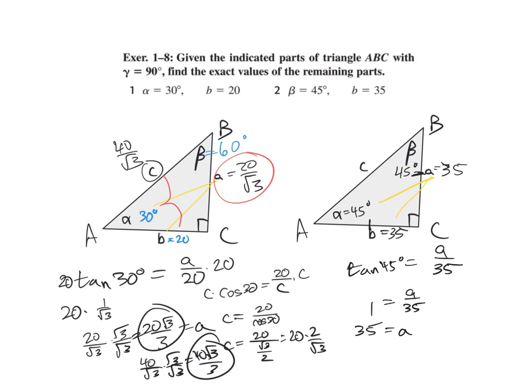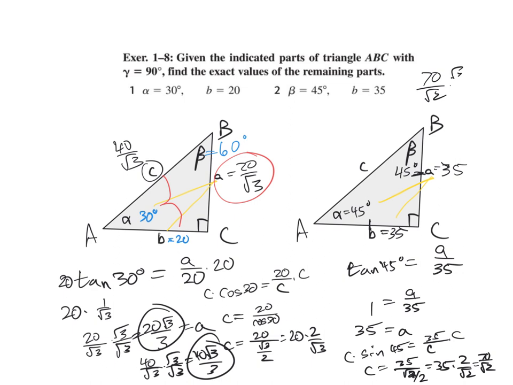And then to do c, you can do the Pythagorean theorem, or you can just set up another, let's do the sine. The sine of 45 degrees is equal to the opposite leg, 35, over the hypotenuse, c. So multiply by c, and then divide, and you get 35 divided by whatever the sine of 45 is, which everybody knows is the square root of 2 over 2. So that's 35 times 2 over the square root of 2, or 70 over the square root of 2. And you rationalize that. I'll put it up here. 70 over the square root of 2 times the square root of 2 over 2. And that's 70 square root of 2 over 2, or 35 square root of 2.